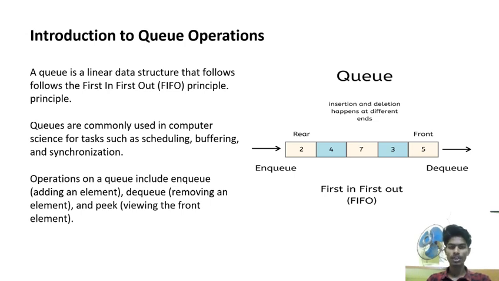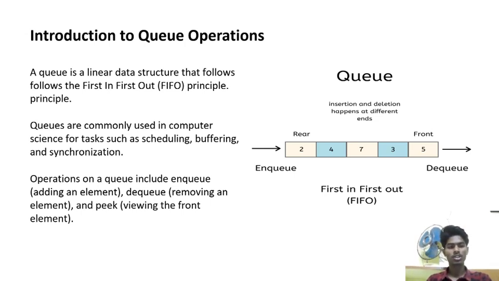A queue is a linear data structure that follows the first in first out principle. First in first out means when we add an element to the queue first, we can only delete it first. Queues are commonly used in computer science for tasks such as scheduling, buffering and synchronization. Operations on a queue include enqueue, adding an element, dequeue, removing an element, and peek, viewing the front element.